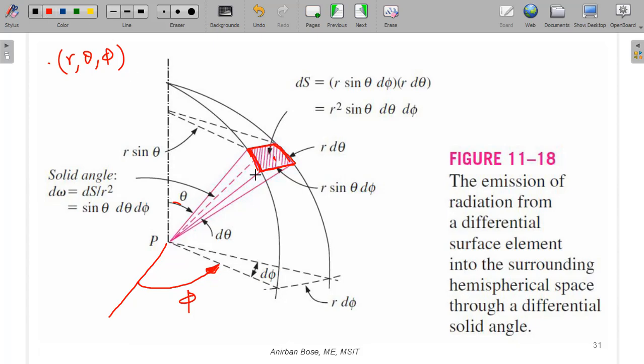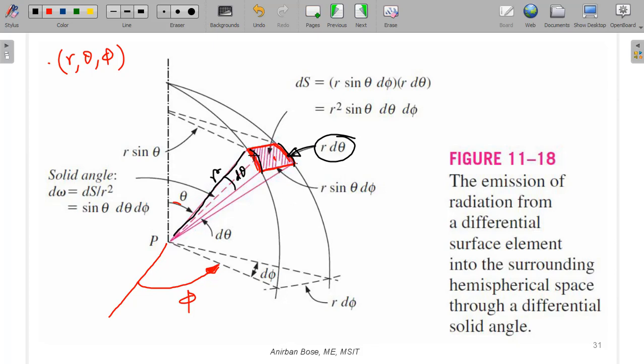So it's clear that if this length is r, and this angle is d theta, then what is this length? Clearly this length is r d theta. That is why this is r d theta. So one of the sides is r d theta, it is clear.